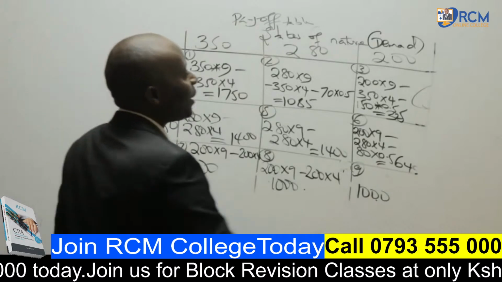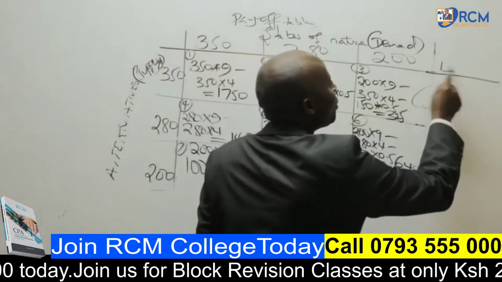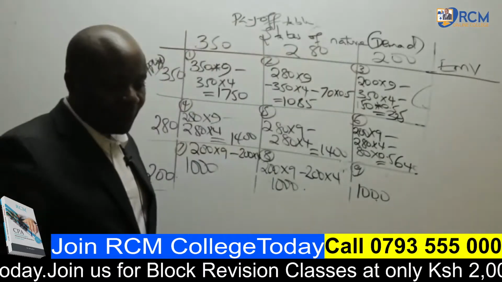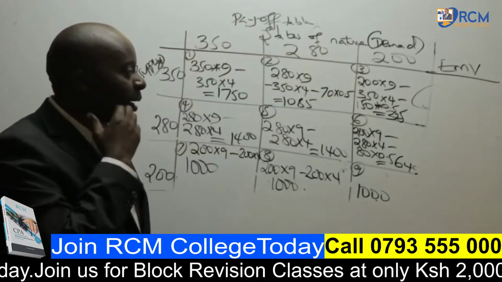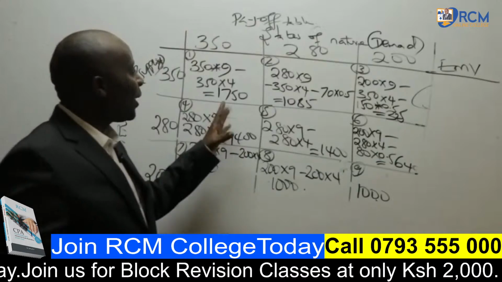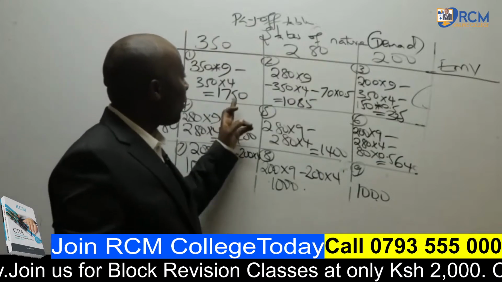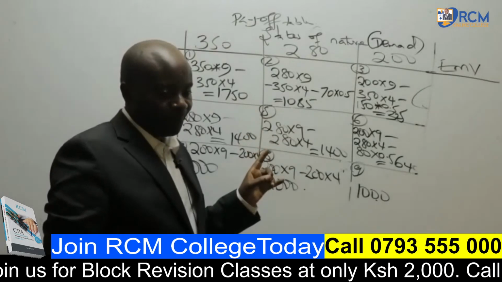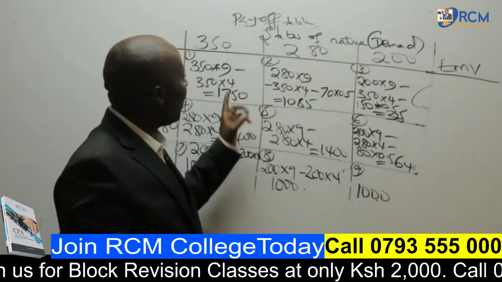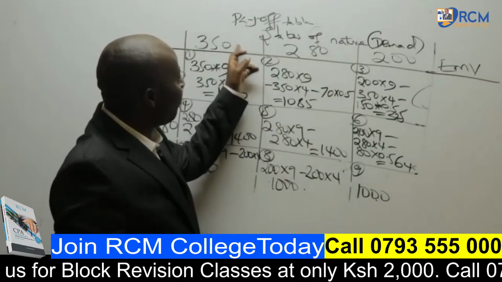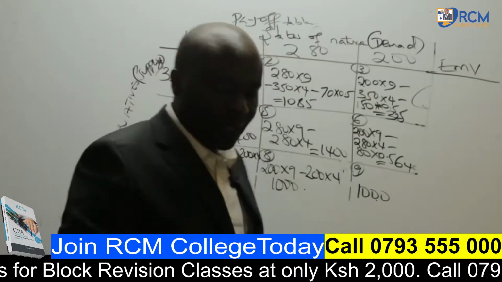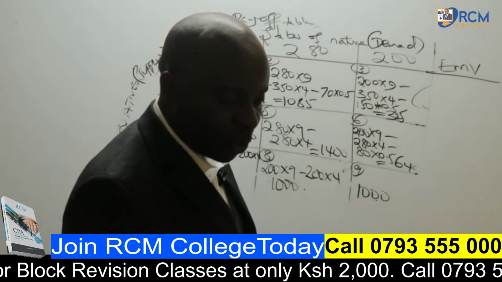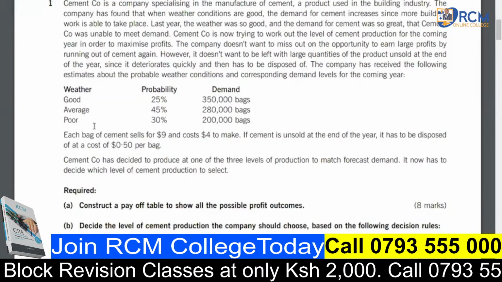So come and create a column here where you capture expected monetary value. Remember, when we go for row number one, there are three possible profits. We have 1750, we have 1085, we have 325. But remember, they have given us some probability somewhere up there, probabilities that we can use to ascertain our averages.